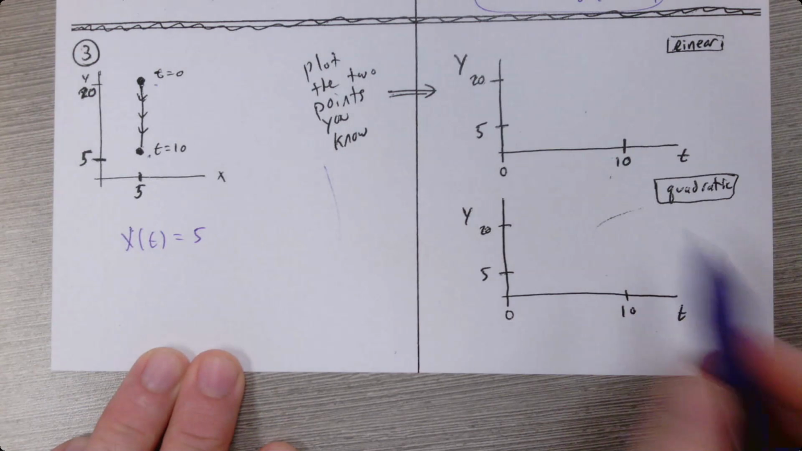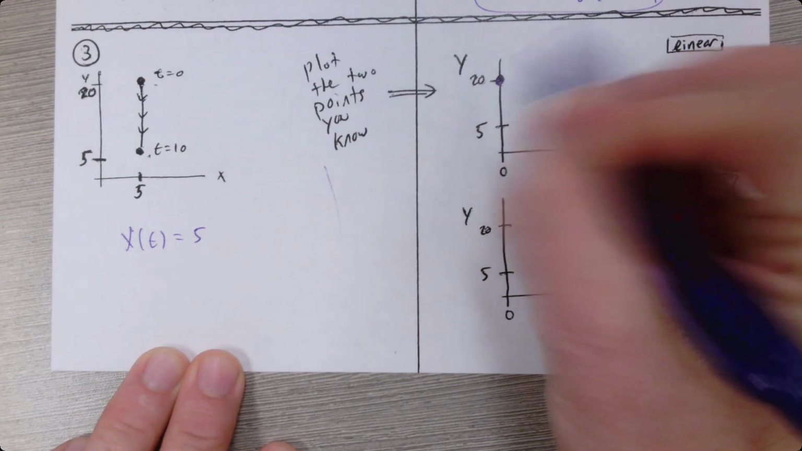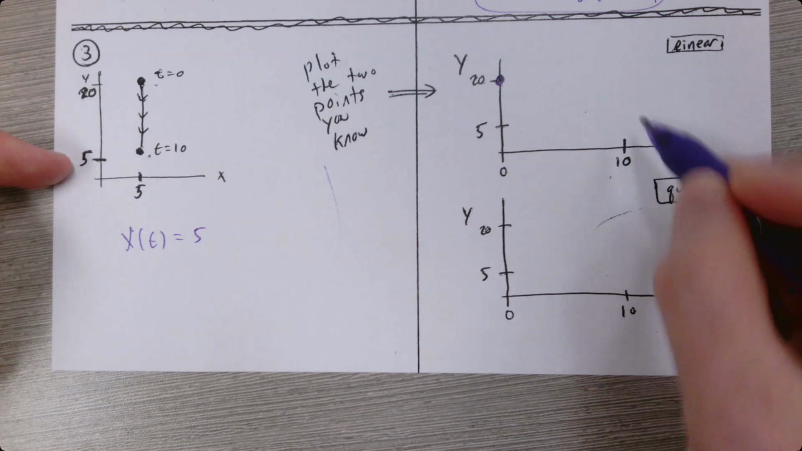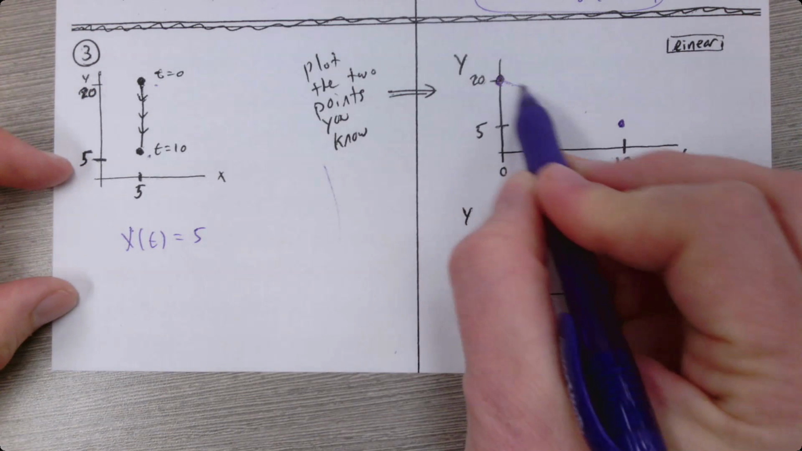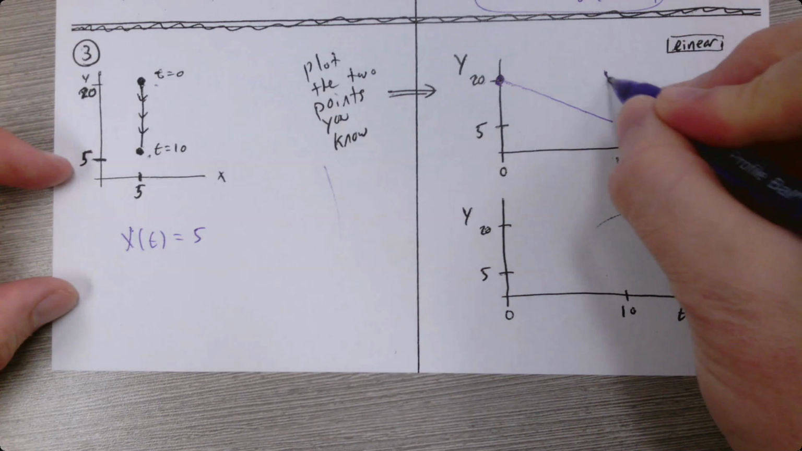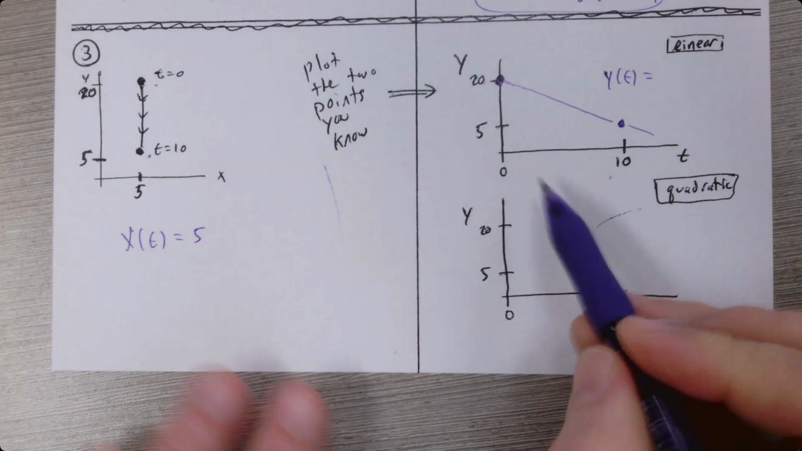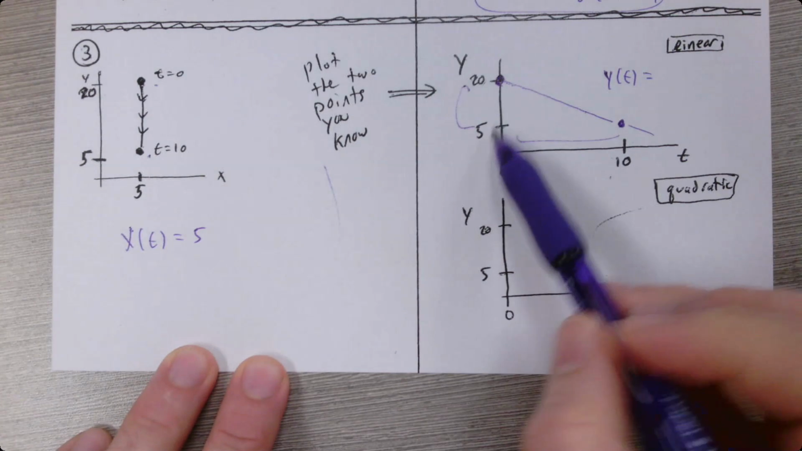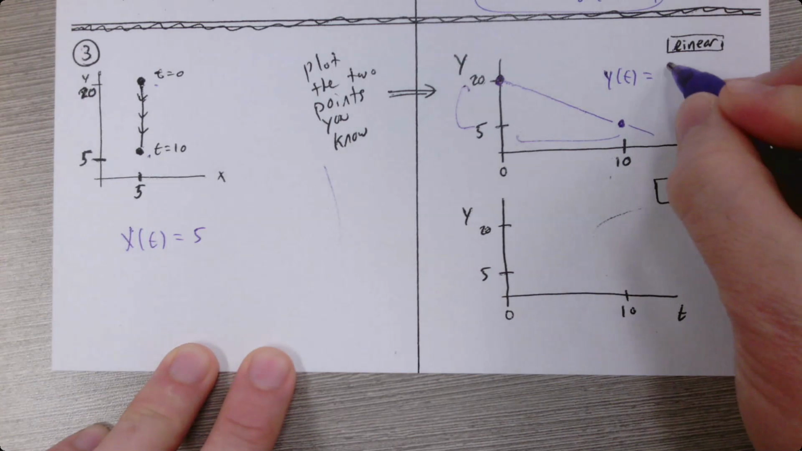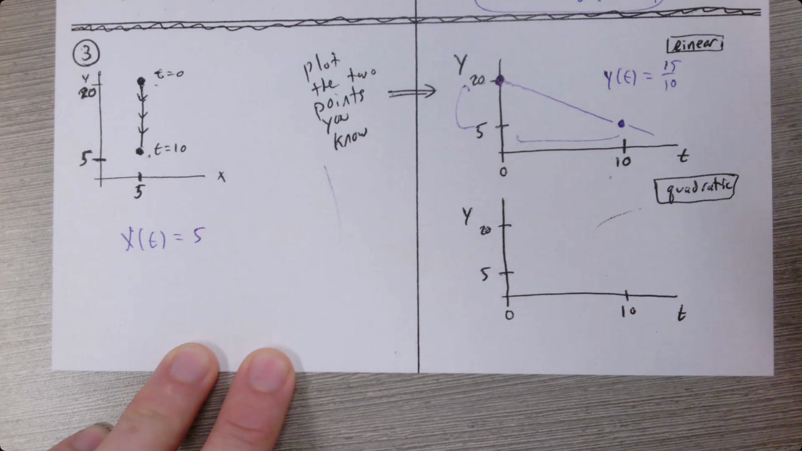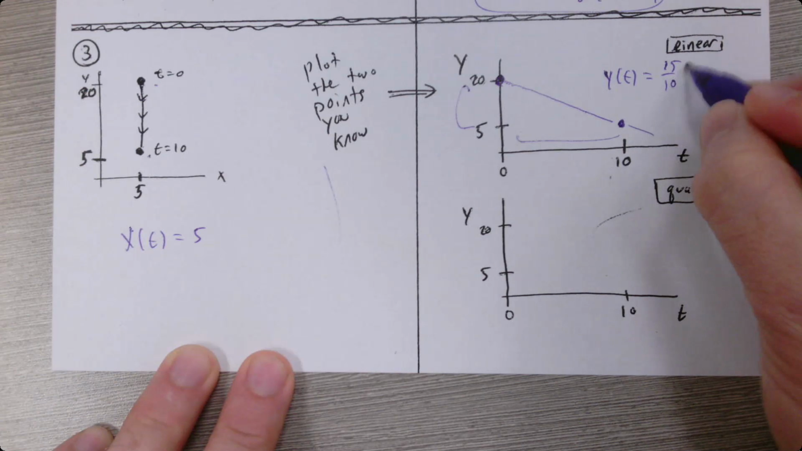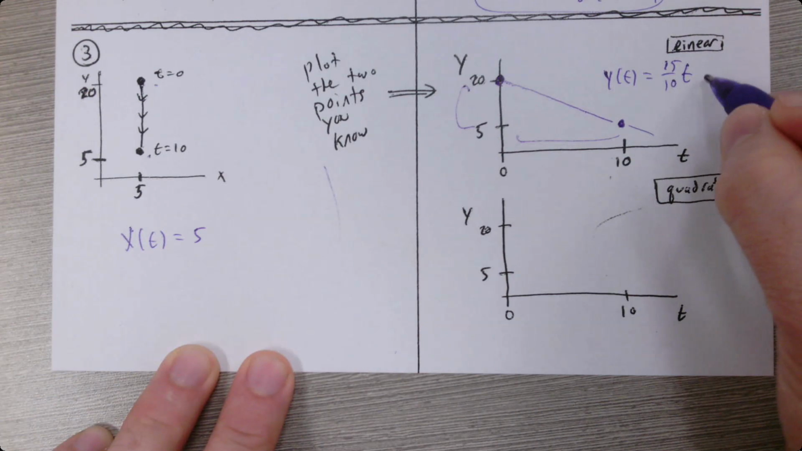So this is a y of t equation. Let's encode what I know. I know at time 0, I want a y coordinate of 20. At time 10, I want a y coordinate of 5. So I could connect these with a linear equation, which would give me a y of t equation. Let's think about rise over run. This is a change of 15, while this changes by 10. So 15 over 10 is the same thing as 3 halves. We'll do that in a second. And then the y-intercept is 20. So let's add 20.